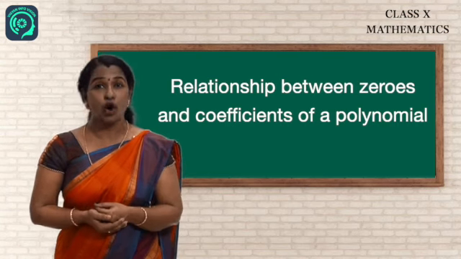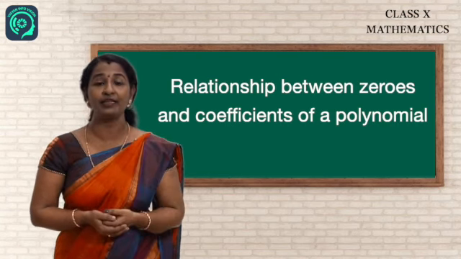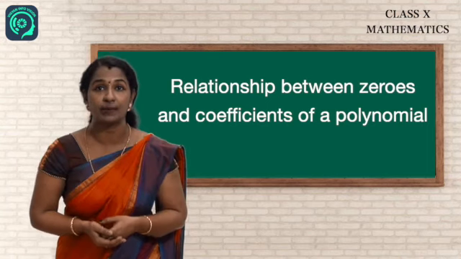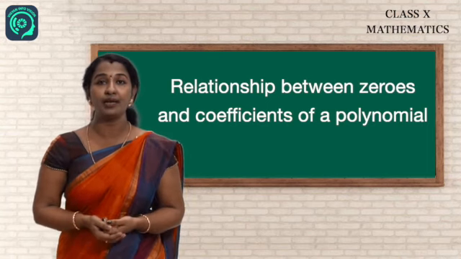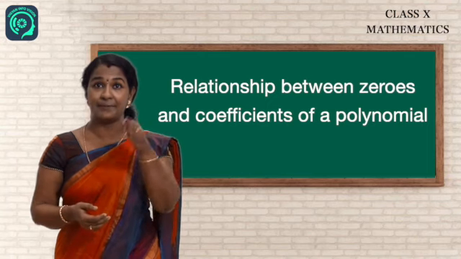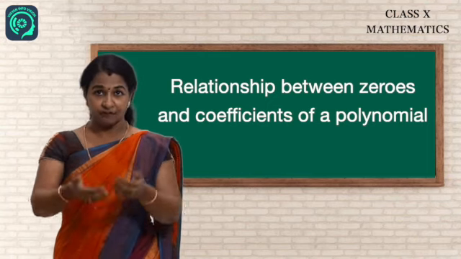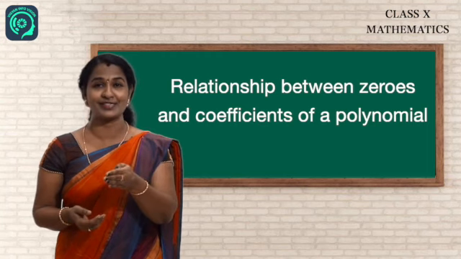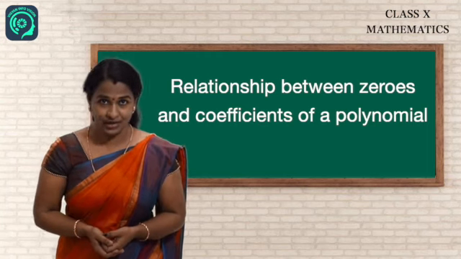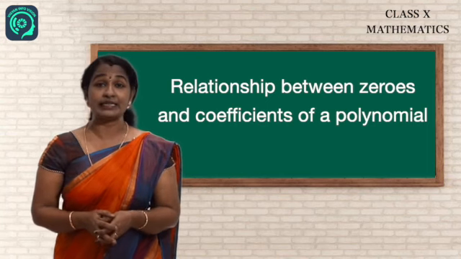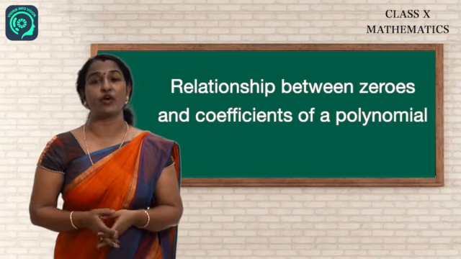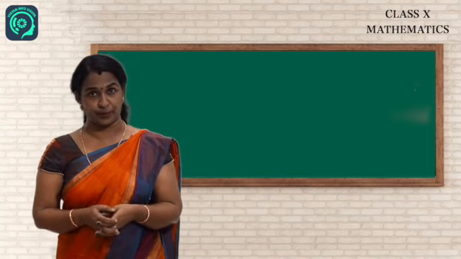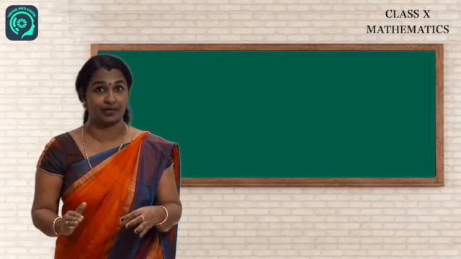Coming to the coefficients. For a linear polynomial the coefficient is a and constant term b. For a quadratic polynomial the coefficients are a, b and constant term c. For a cubic polynomial the coefficients are a, b, c and the constant term d. So we are going to learn the relationship between zeros and coefficients of all these types of polynomials. So I think it is clear up to here.